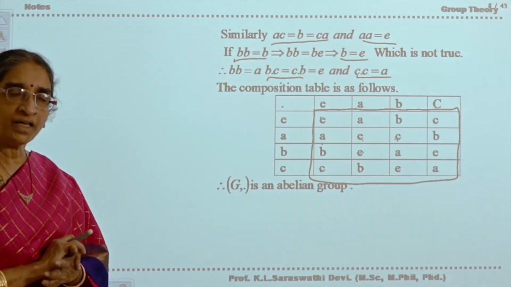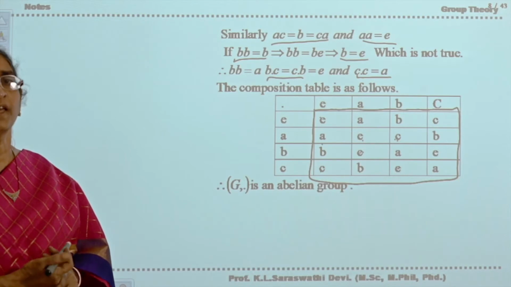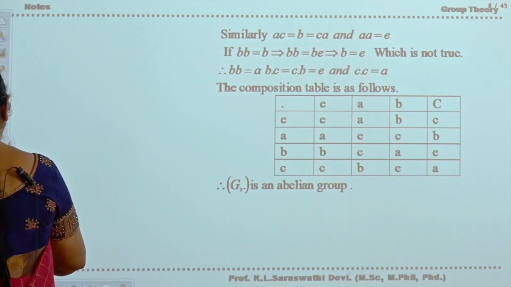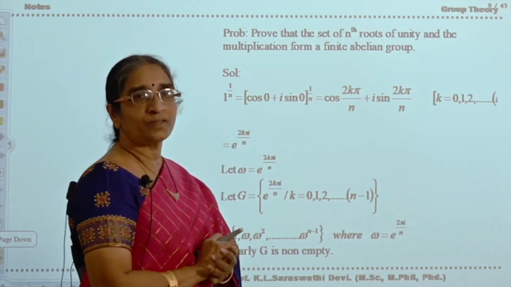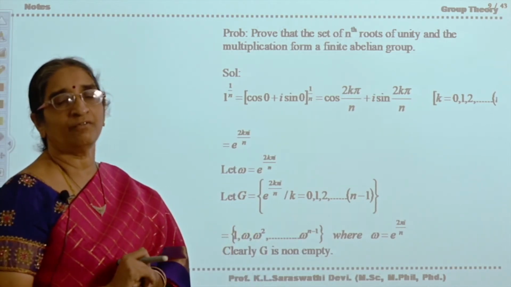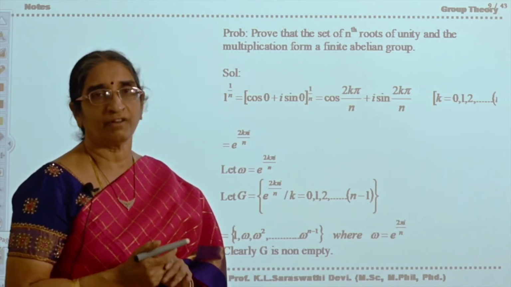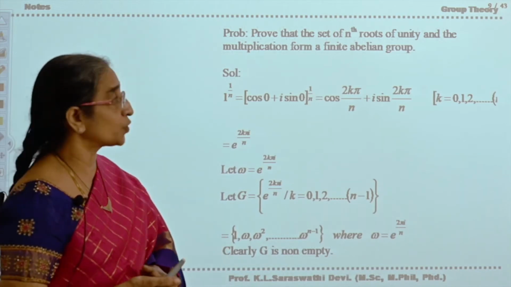Therefore, if the order of a group is less than or equal to 4, then it is an abelian group. Okay? Now, see the next problem. This is one of the problems. You have seen that cube roots of unity form an abelian group, and fourth roots of unity form an abelian group, in the composition table, in those two problems.